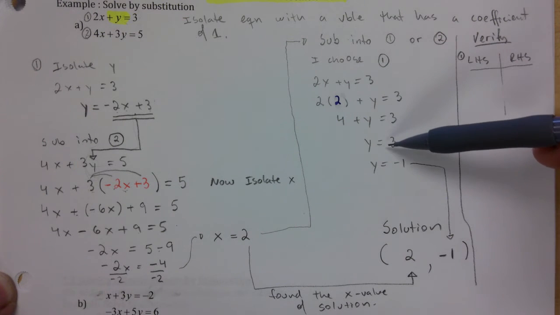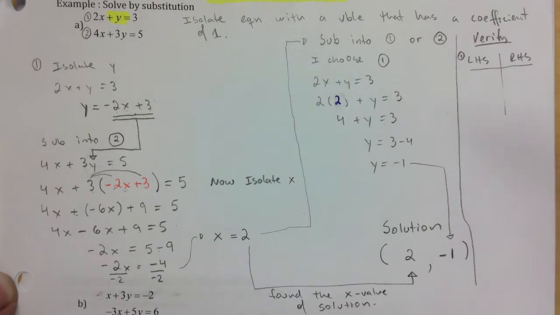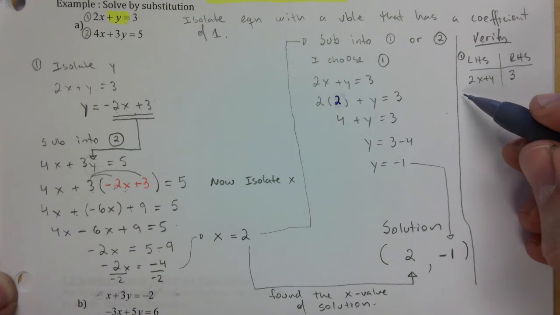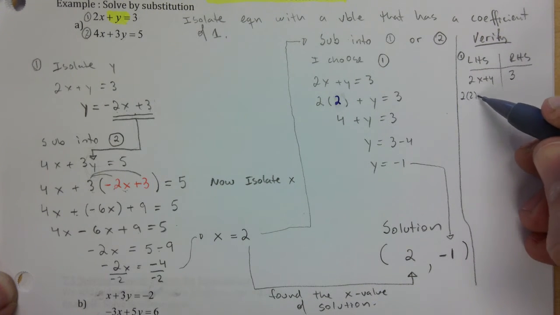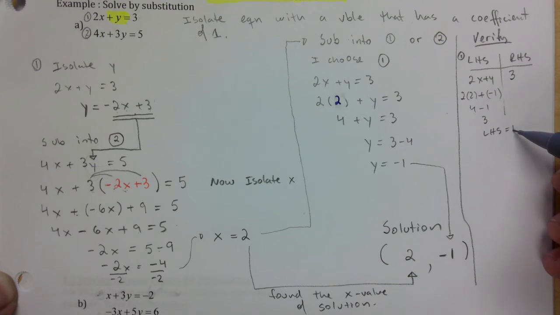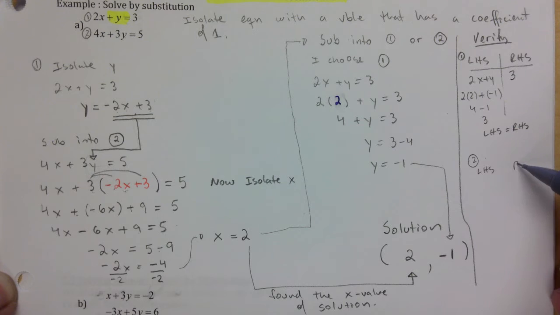So we've figured out our y value, and now we're going to verify it makes sense. So the first one, always take the original, is 2x plus y is 3. 2 times 2 plus negative 1. That's 4 minus 1, that's 3. Left-hand side is equal to right-hand side. It took seconds for us to do that, okay? We're going to do the second one here.